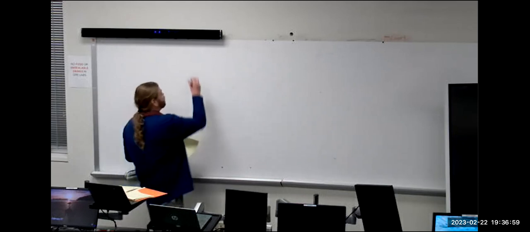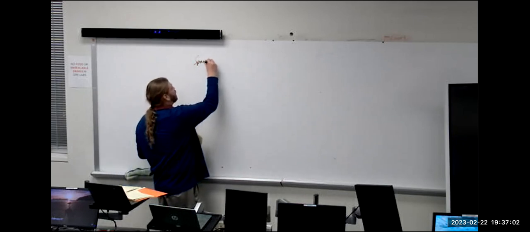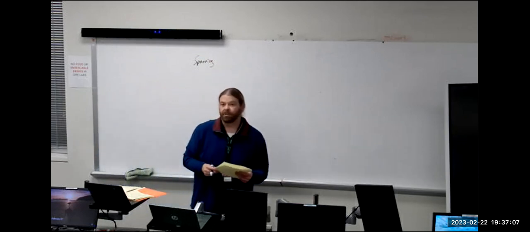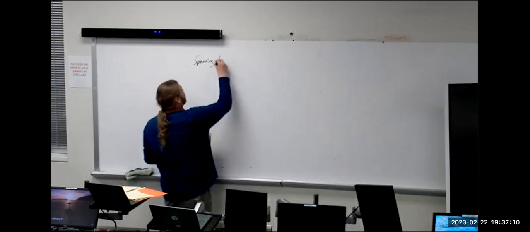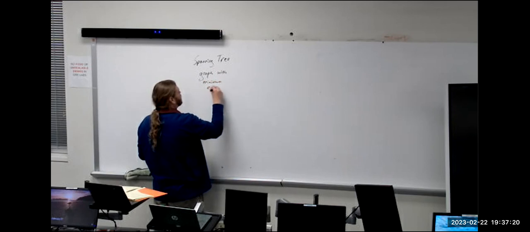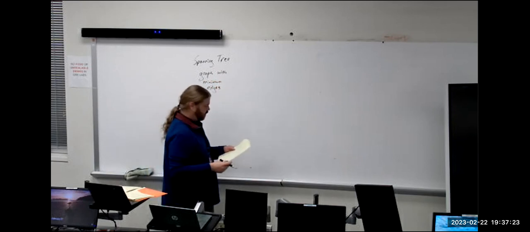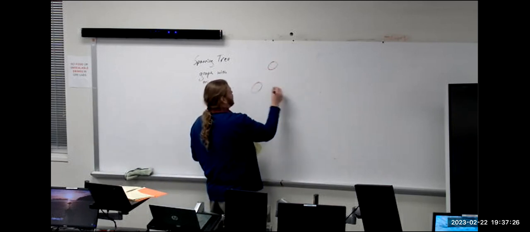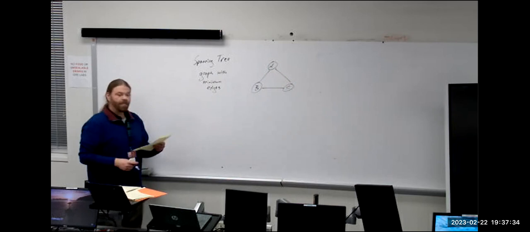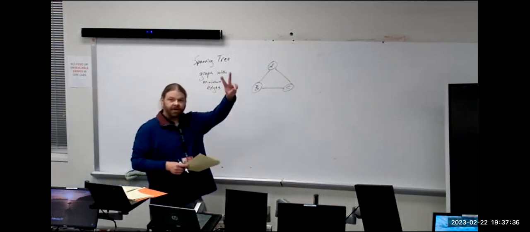A special type of that is a spanning tree, which connects all the nodes with the minimum number of edges possible. A spanning tree is a graph with minimum edges. So if we had three things, like maybe A, B, and C, the minimum way to connect that, we would need two edges, right?